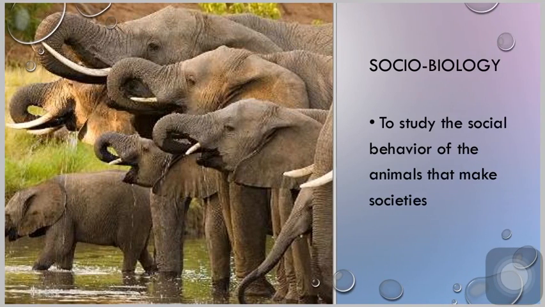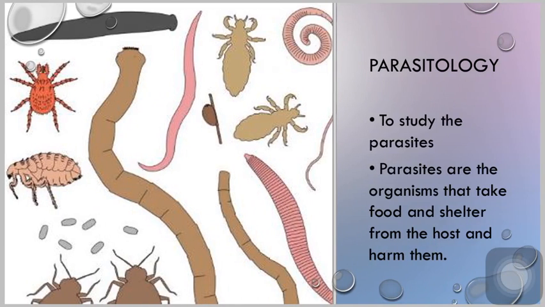Next comes sociobiology. When we are talking about sociobiology, that means we study the social behavior of animals that make societies. Okay, different organisms make societies. In a similar way, we take here the example of elephants, how they interact with each other. Their behavior will be studied under sociobiology.